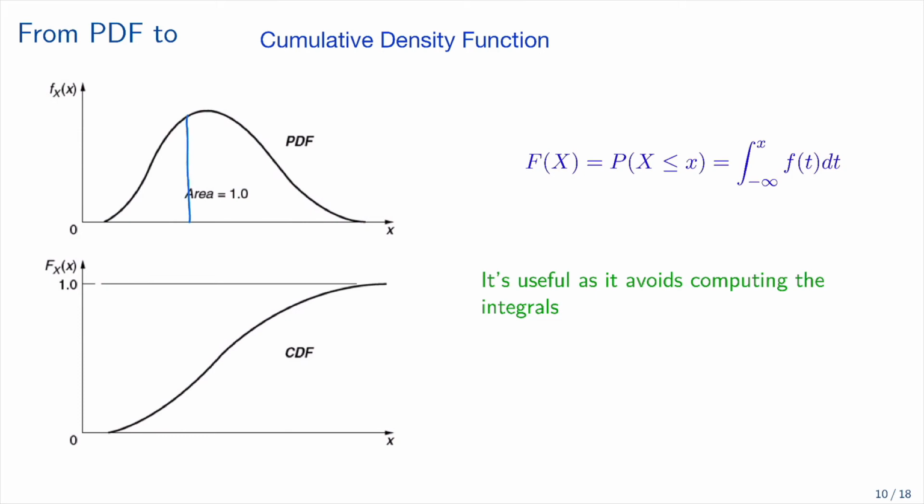If x is located at this point, the cumulative distribution function is equal to the area underneath the curve up to that point. So if this is the cumulative distribution function at point x, the value at x is the area underneath the PDF. The main advantage of having the cumulative distribution function is that it avoids computing the integrals, and that could be nice sometimes.